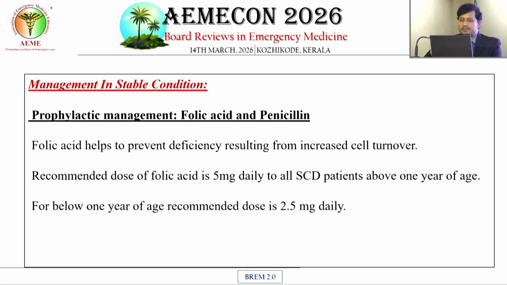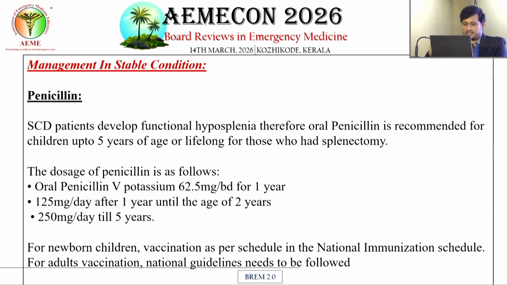Folic acid helps to prevent deficiency because of the increased cell turnover, and there is a recommended dose according to the national guidelines of India and the ICMR project. If the patient is more than 1 year of age, you can give 5 mg daily, and if the patient is below 1 year of age, you can give folic acid 2.5 mg daily. As we were discussing, hyposplenia is one of the main problems in SCD. So prophylactically, you have to go with antibiotics like penicillin V, where the dose is also age based.